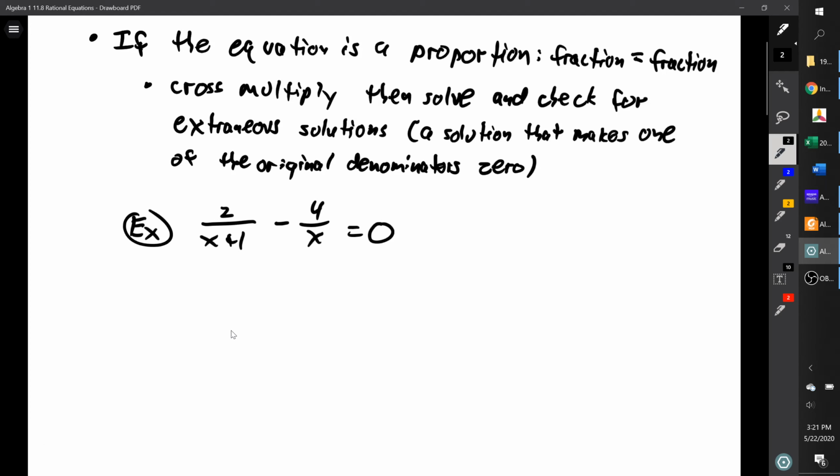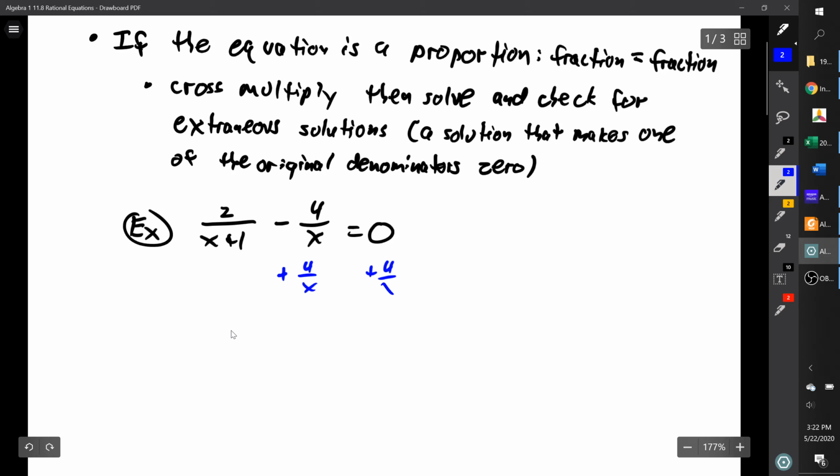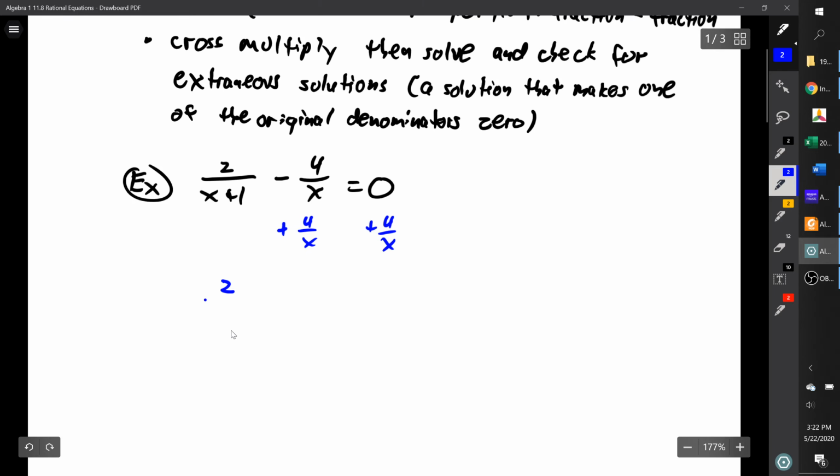Note we do not have fraction equals fraction, but we do have fraction minus fraction equals 0. So we could add 4 over x to both sides. That gives us 2 over x plus 1 equals 4 over x. Notice now we have a proportion. We have a fraction equals a different fraction. So how we can solve this is to cross multiply.